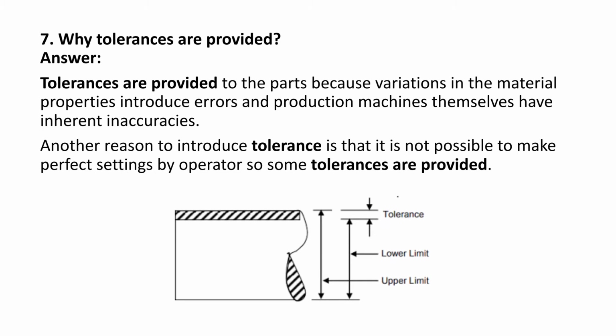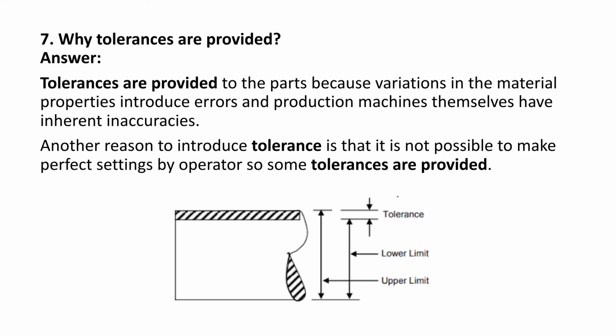The next question is why tolerances are provided, and the answer is it is very difficult to manufacture a product with exact dimension and hence the tolerances are provided. So here in this diagram you can see the tolerance. Every component will have its upper limit, lower limit, and again you can see the tolerance. So the tolerances are provided to the part because variations in the material property introduce errors and production machines themselves have inherent accuracies.